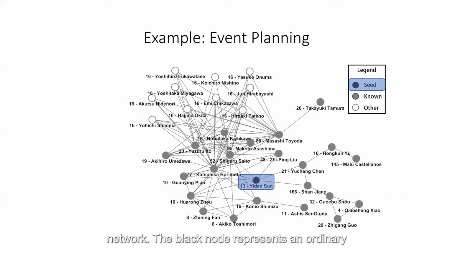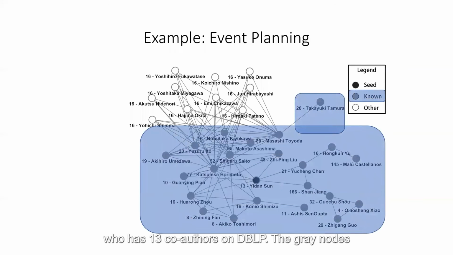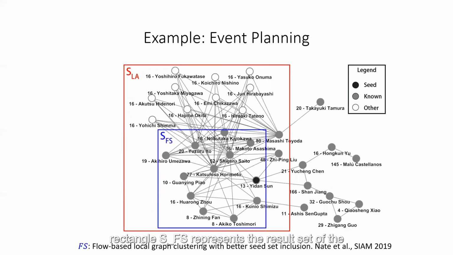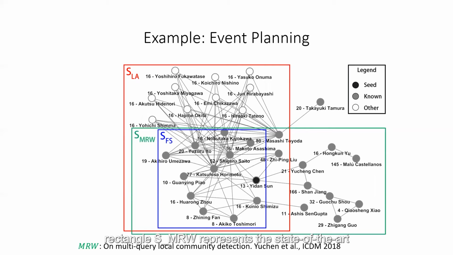The black node represents an ordinary node we take, who is an author named Yidan Sun, who has 13 co-authors on DBLP. The gray nodes represent the people that can potentially help Yidan Sun to establish their network. The red rectangle SLA represents the result set of our anchored densest subgraph. The blue rectangle SFS represents the result set of the state-of-the-art conductance-based local community detection algorithm in 2019. And the green rectangle SMRW represents the state-of-the-art random-walk-based algorithm in 2018.